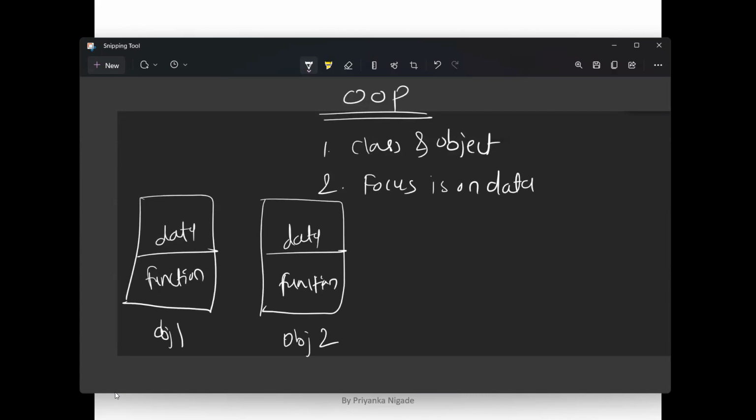How are they able to communicate? Will they directly share data with both objects? No, it is not allowed. They can communicate with each other by passing some function or by calling some function. Okay, so data security is more in object-oriented programming language than in procedural programming language, because the focus is only on data security. Okay, third point, in an object-oriented programming language, everything will be considered in the form of an object, guys.